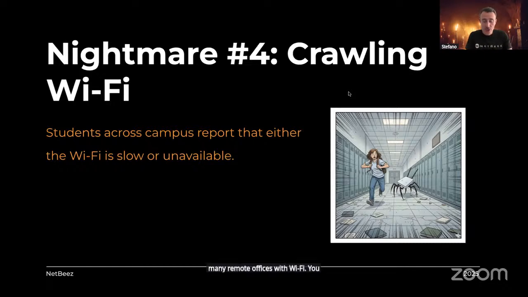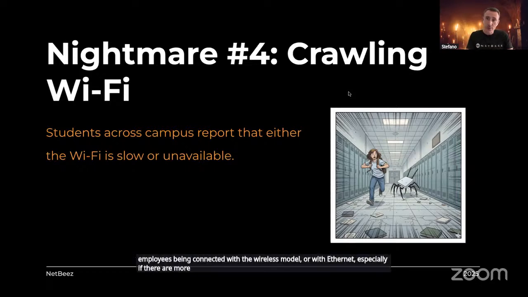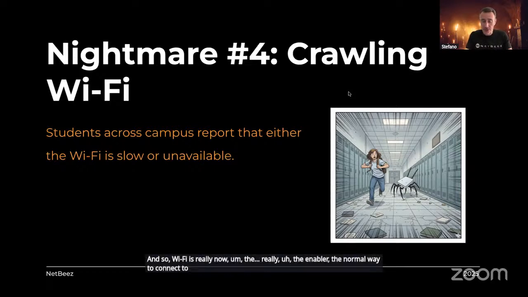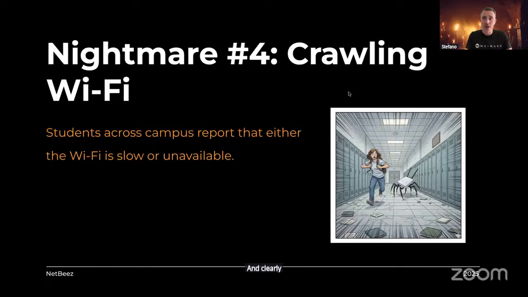You see always more employees being connected with wireless, not anymore with Ethernet, especially with more initiatives to promote hybrid work. Maybe people work 2 days at home, 3 days at the office. And so Wi-Fi is really now the enabler, the normal way to connect to your corporate network. And clearly, when the Wi-Fi cannot authenticate or connect you to the network for some reason, or maybe there is bad signal coverage, that's a big problem, right, for the IT and for the remote user.